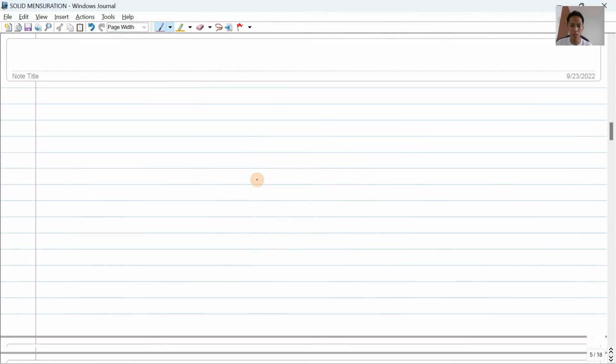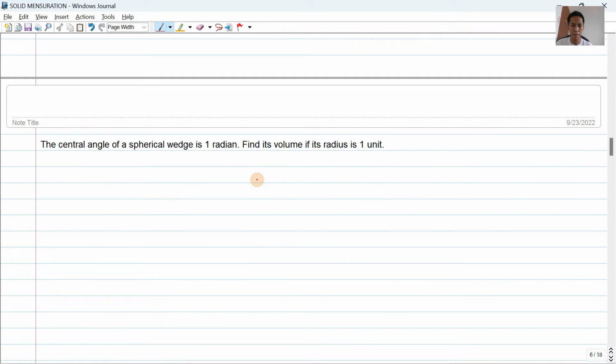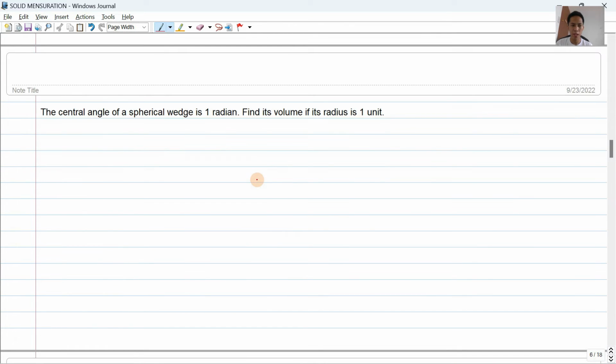So, let's proceed sa ating next problem. Okay, so next problem tayo guys. The central angle of a spherical wedge is 1 radian. So, find its volume if its radius is 1 unit. So, yung spherical wedge guys is part lang siya ng sphere because of that central angle. Okay? So, yung itsura niya magiging ganito.